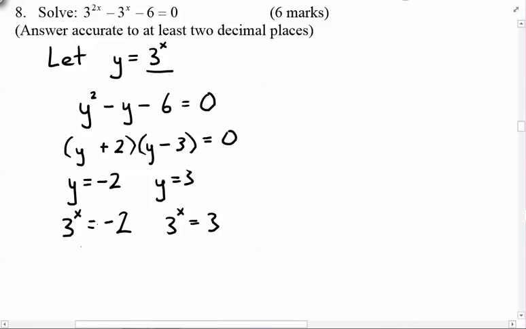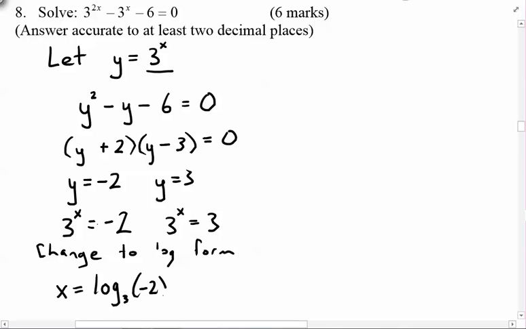So to solve this, we can take this, which is an exponential form, and we can change it to logarithmic form. So we'll move the 3 to the other side of the equation by making it the base of a log. We'll move the 3 to the other side of the equation for the second one by making it the base of the log.